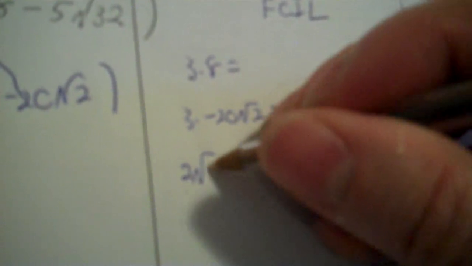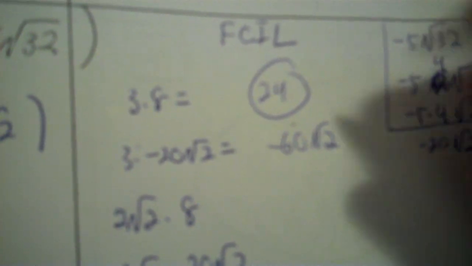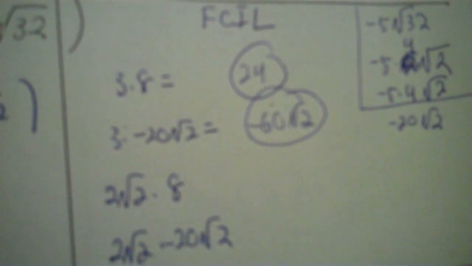Now you can FOIL. So you go 3 to 8, then 3 to negative 20, but make sure you put radical 2 on the 20. 2 to 8, 2 radical 2 times 8. Then 2 to negative 20, 2 radical 2 times negative 20 radical 2. So this is 24 simplified. This would be negative 60, and I put the square root of 2 next to it. That's simplified because 2 is not a perfect square.